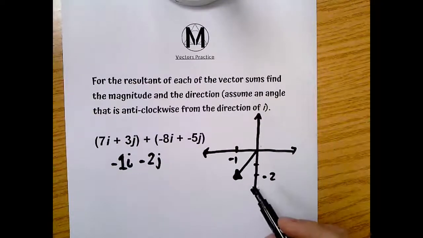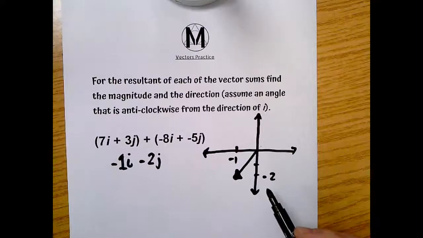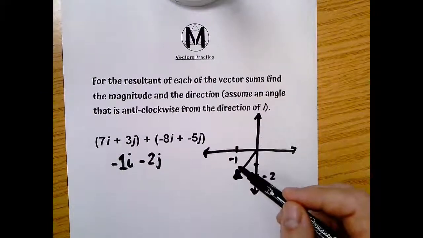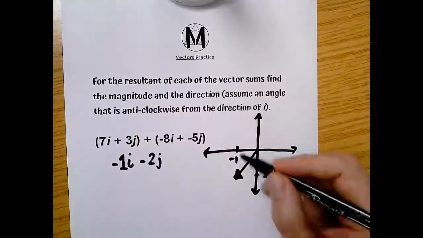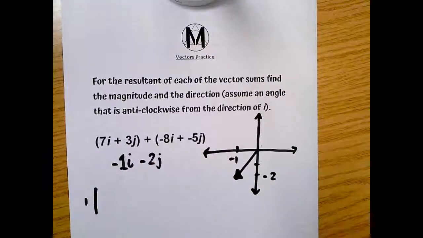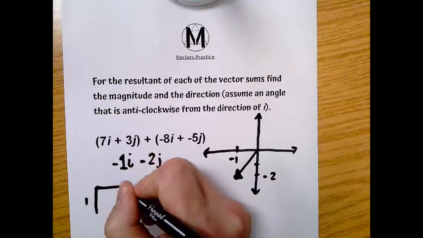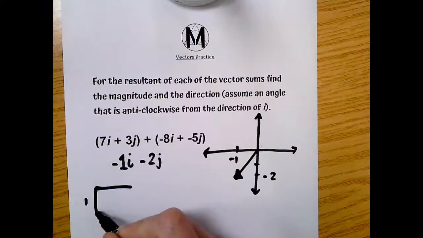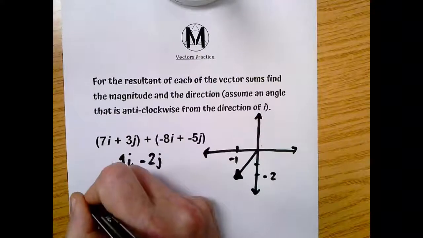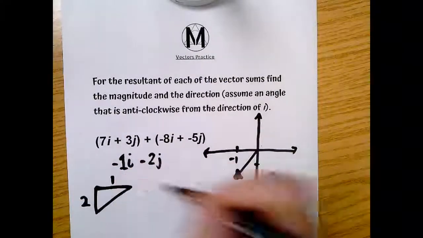But they want me to find the magnitude and the direction. So let's tackle the magnitude first. Again, remember that this is making a little right triangle right here. The right triangle would look something like this. It goes down 1. That's a length of 1. And then it's going to go like this. And oh, excuse me, it's not going to go down 1. It's going to go down 2, and then back 1. There we go. That makes more sense.